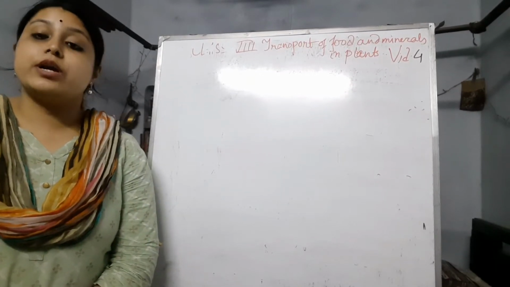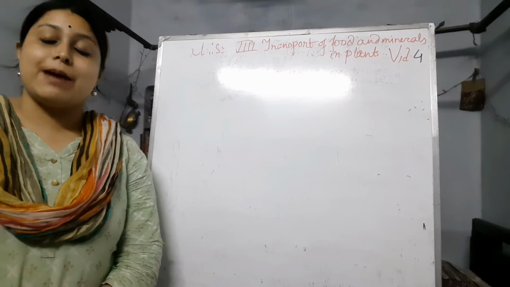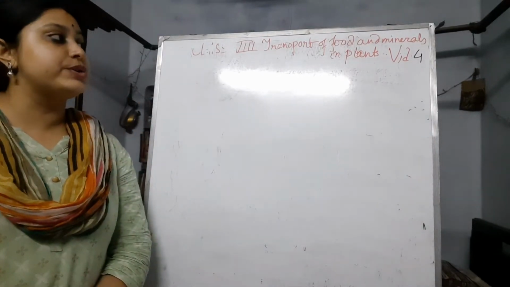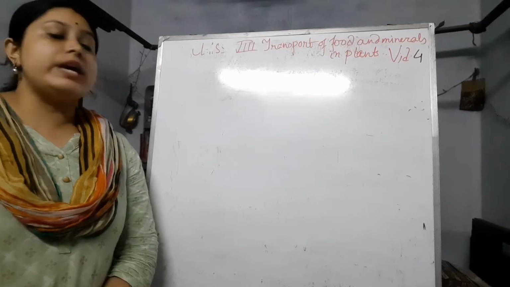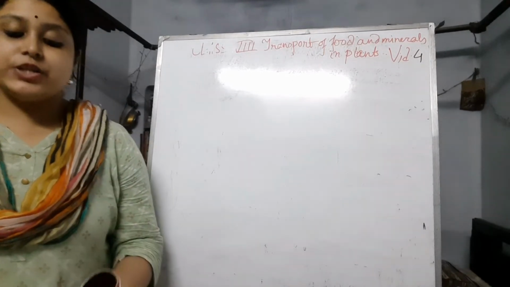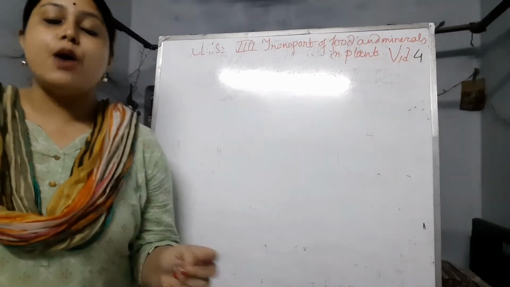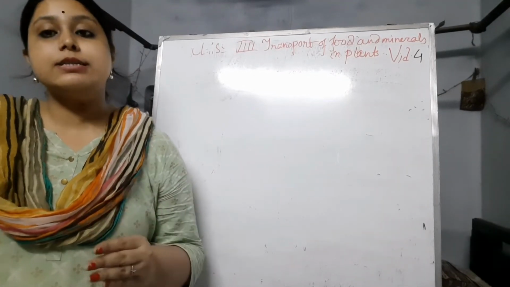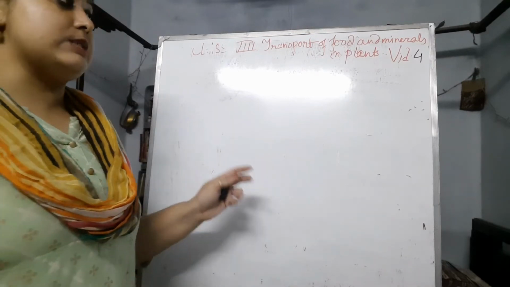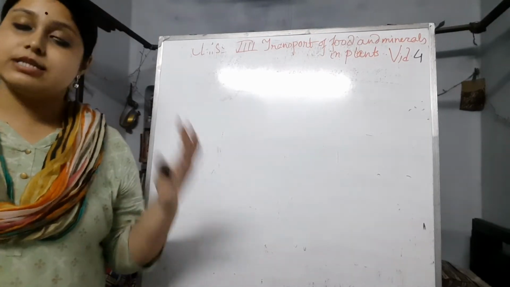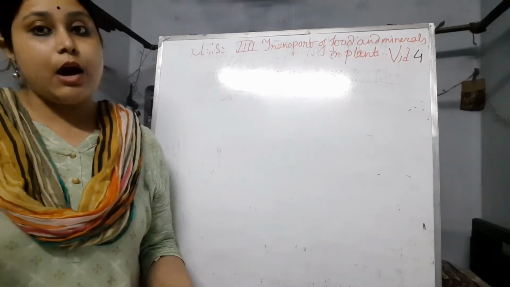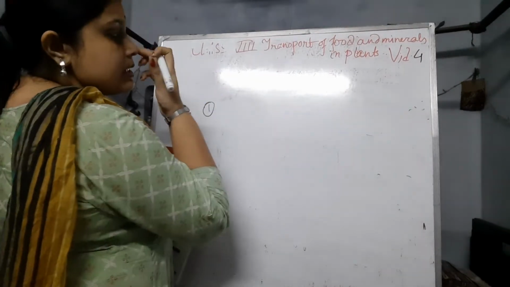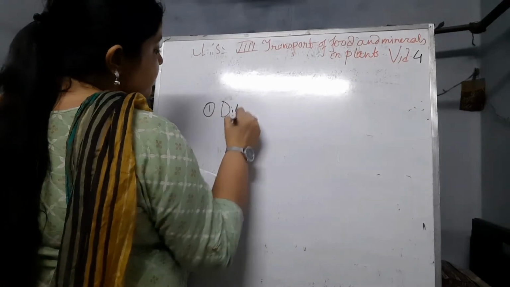This video is for class 8 biology and the chapter that I am going to continue is the transportation of food and minerals in plants. This video is part 4. In the previous video I discussed the absorption of the minerals, and in this video first we are going to discuss the differences, because in the last video we discussed diffusion and active transport.